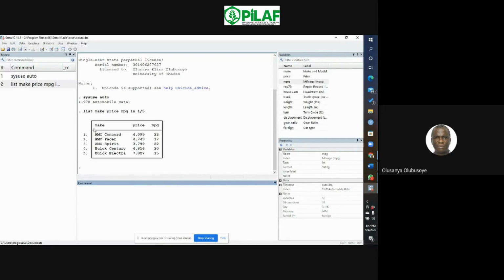Make is not measured on a continuous scale. It's a string variable.